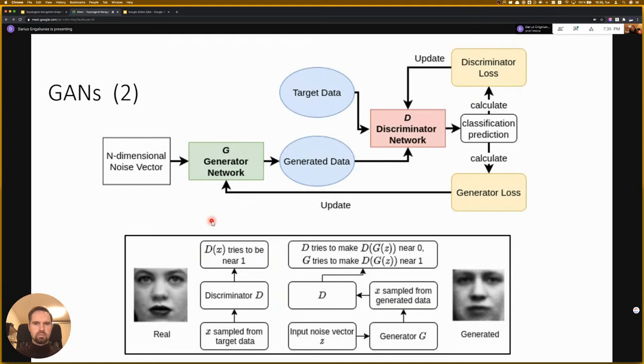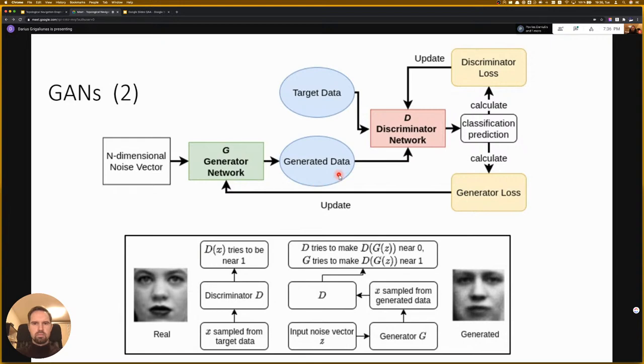And this kind of network works pretty interestingly. It actually has two networks inside, and they are competing with each other. So there's a generator network, whose task is to just generate some fake data, fake images or something.